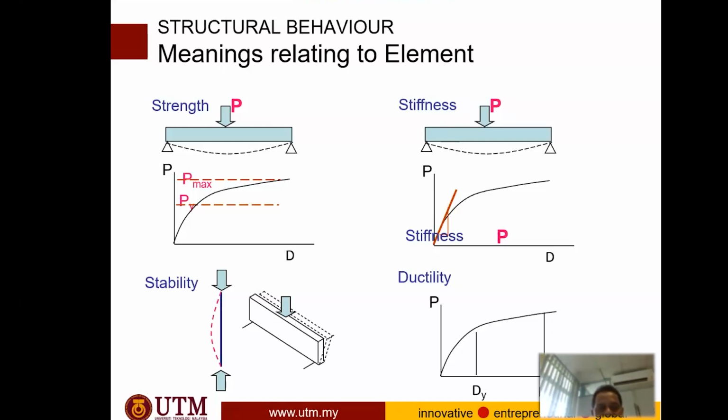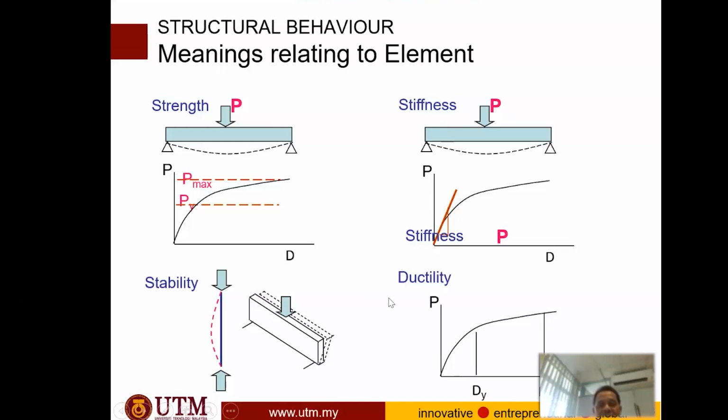And then ductility is the ability of this member to deflect beyond the elastic zone here. This is the elastic zone, elastic point, and then it can deflect. It can deflect more and more and more without failure. Then we say this is a good structure because it is ductile. It is not a good structure if it is not ductile.